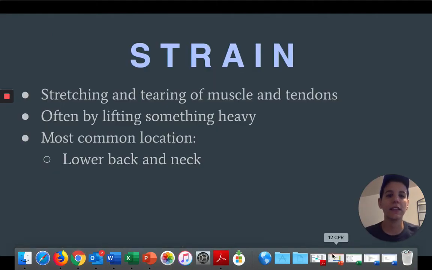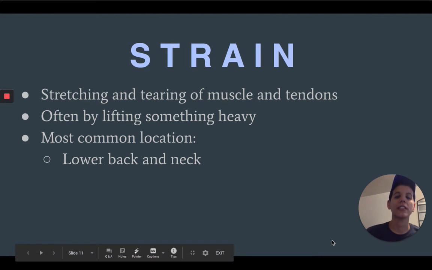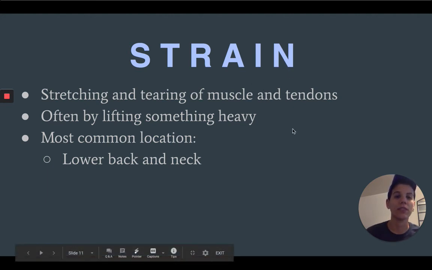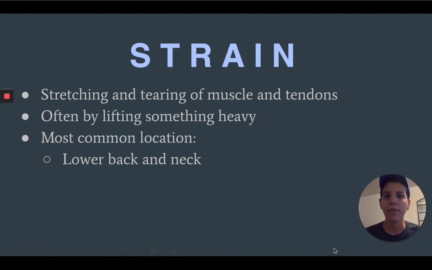And then lastly, the strain, which is stretching and tearing of a muscle and a tendon. If you think of the letter T in strain instead of the letter P in sprain, the T lets you know that it has to do with muscles and tendons. So T for tendon. Easy way of remembering it. This often happens by lifting something heavy. Most commonly it happens in your neck and your lower back.